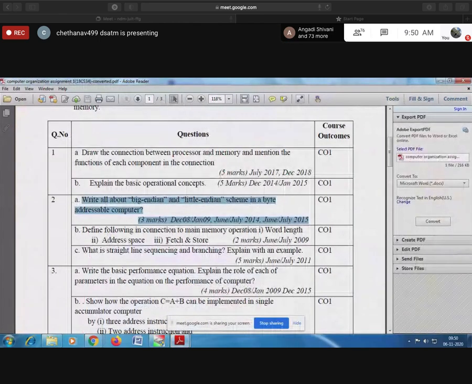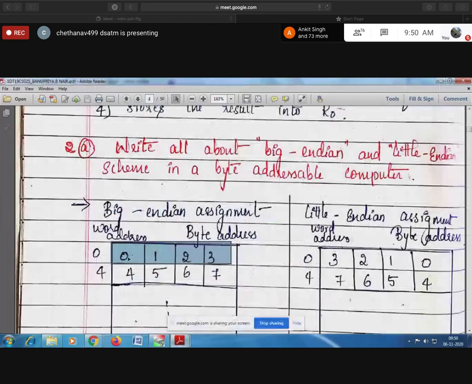Fetch and store. Fetch means what? Fetch means access the data. I will access the data from this memory location. By using the address, I will access the data. I will read the data from the memory. That is fetch. Store means what? Writing the data to the memory.